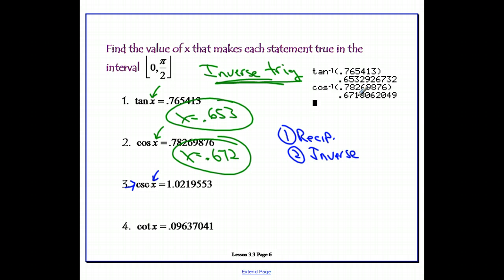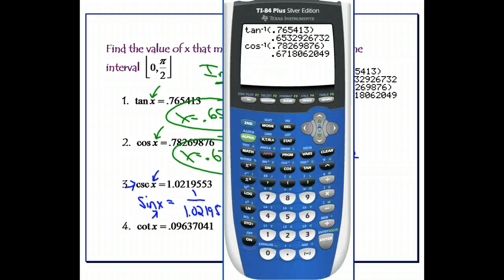So step 1, for number 3 here, I'll take the reciprocal of both sides. The reciprocal of cosecant is sine. The reciprocal of 1.02 is 1 over 1.0219553. Now, how do I find this x? Easy. Take the sine inverse. So I'll pull up my calculator. Let's erase those two. And I'll go sine inverse. And I have to make sure it's of the reciprocal, 1 divided by 1.02. And again, you can try without the reciprocal, but you'll get an error.